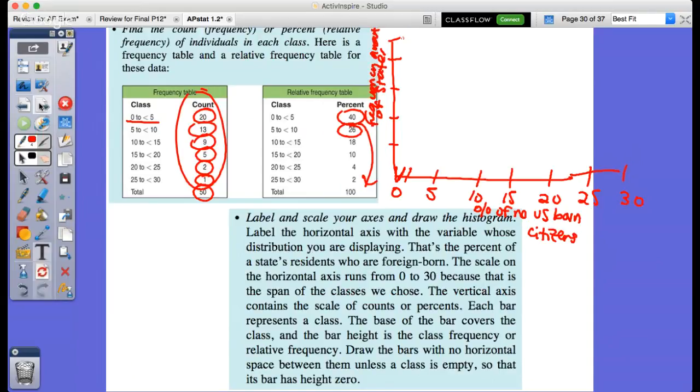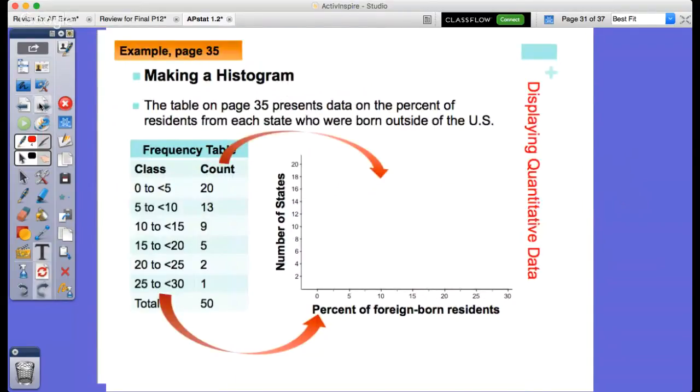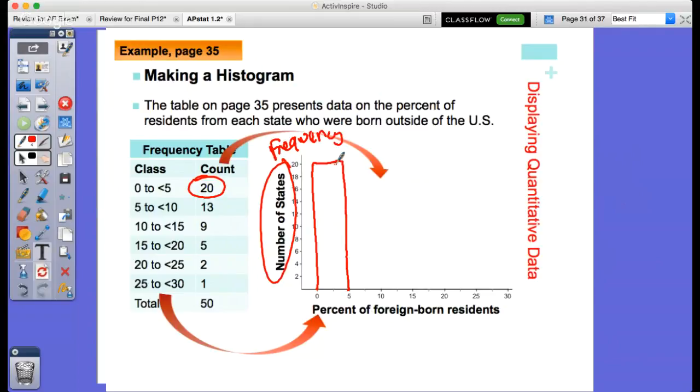Once I do that, we can simply plug it in, just like I see here. Between 0 and 5, we have a count of 20, right? You could do percents on this, or you could do the number of states. If the number of states is what we use, that's frequency. And if it's percent, we call that relative frequency. So from 0 to 5, we go up to 20, right? From 5 to 10, we have 13. So we'll come here. Boom.